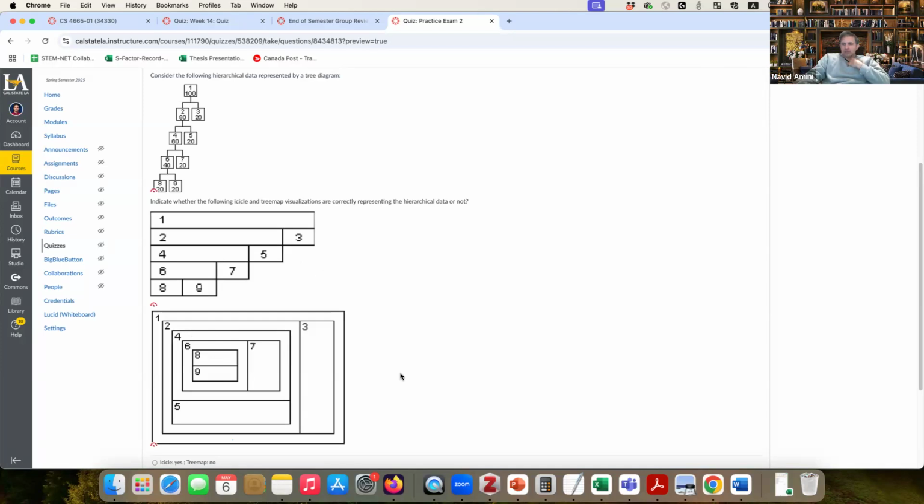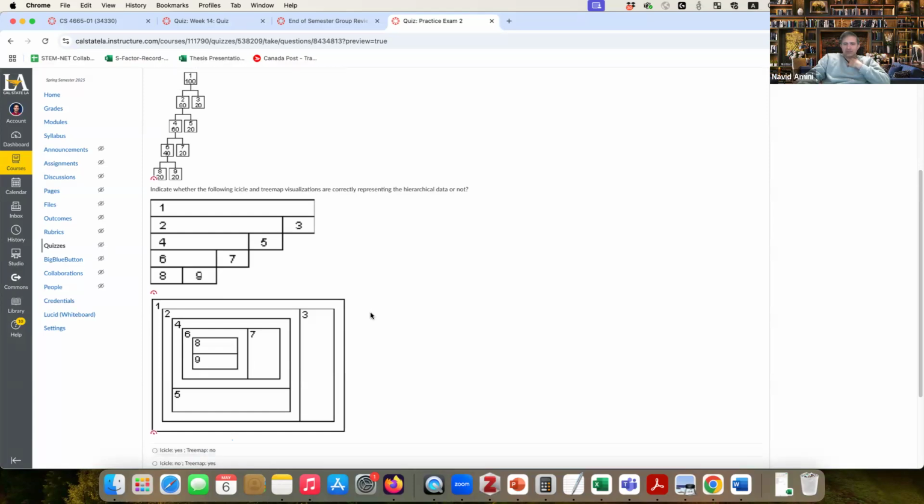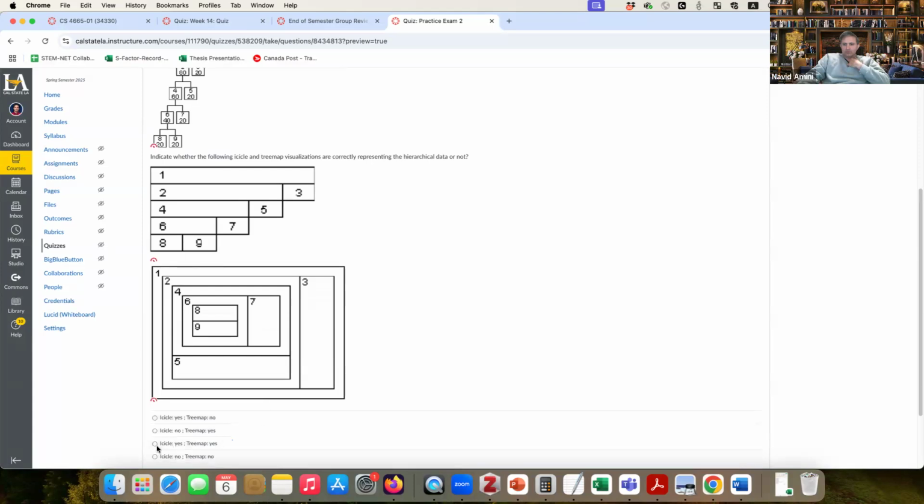So both of these are correct. The categories and subcategories are correct. Also, the sum of children node is equal to the value of the parent node. So yes to both. So it's the third answer.